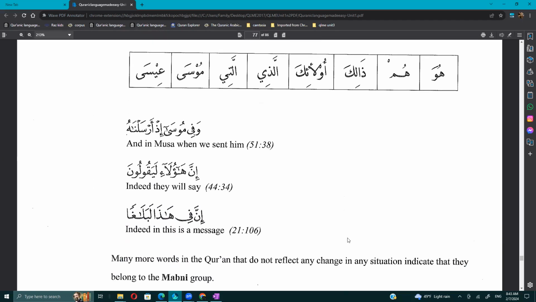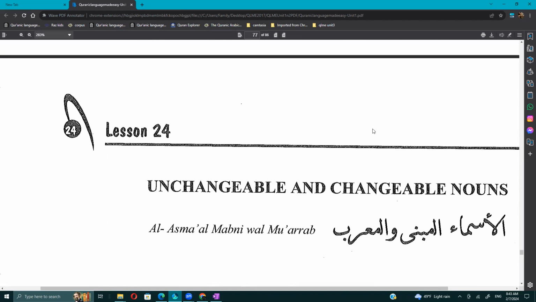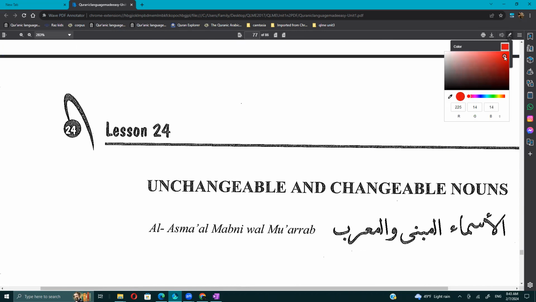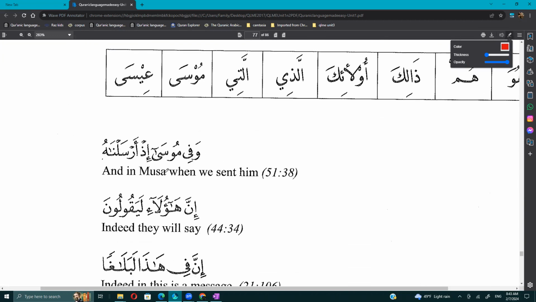Let's check the examples. A'udhu billahi minash shaitanir rajim. Bismillahir rahmanir rahim. Wa fi Musa id arsalnahu. Now, what is happening here? You have a huruful jar, fi, and then you have Musa. According to huruful jar, what is Musa supposed to take? What should be the i'rab? If it was kitabu, it would become fi kitabin, right? But with Musa, you have fi Musa. It will not change. This is huruful jar, and you don't see any change in the word Musa. Why? Because it is a mabni word.